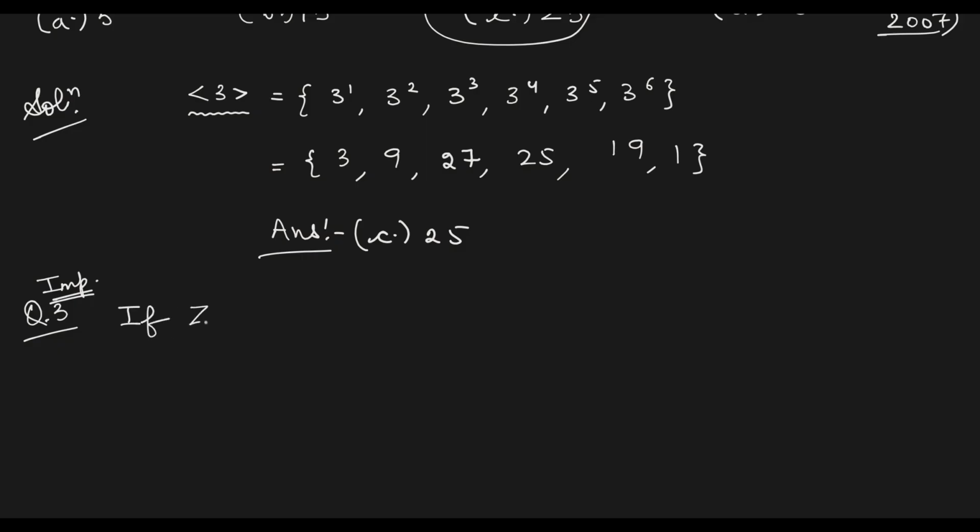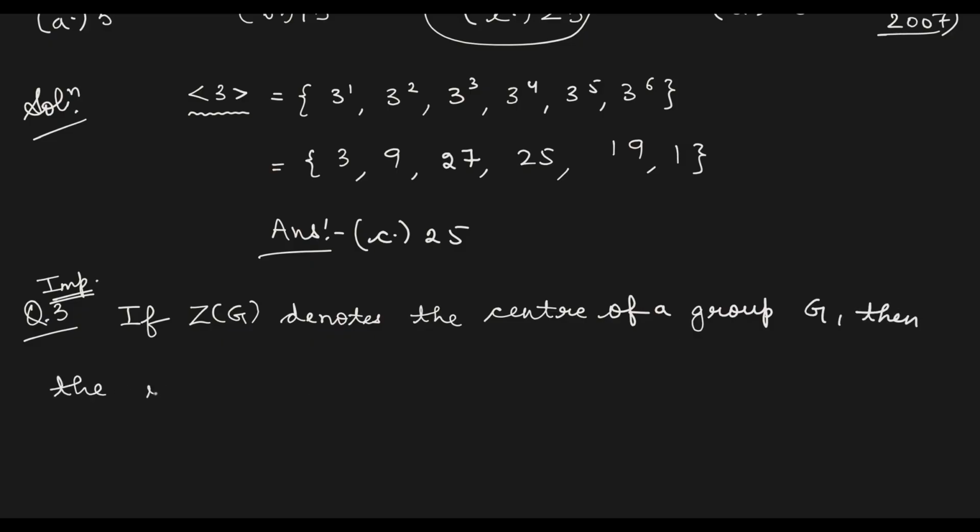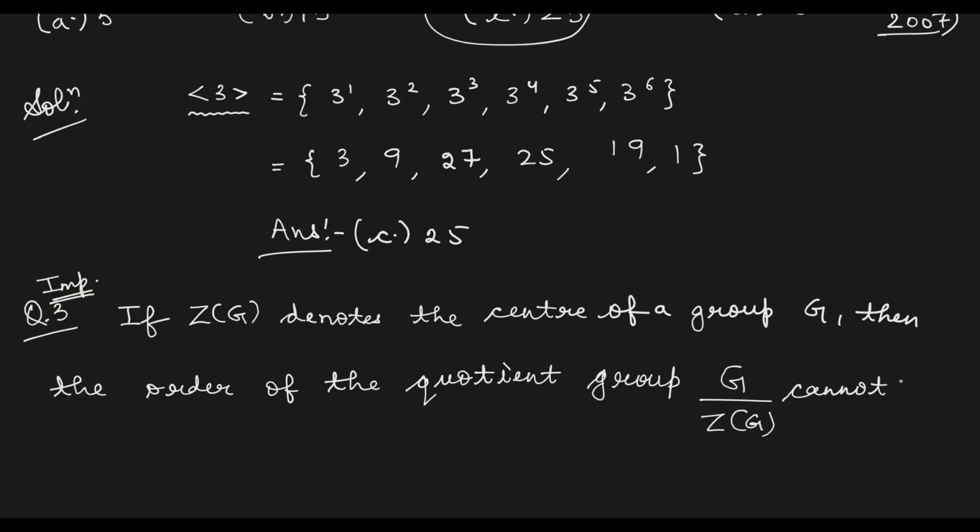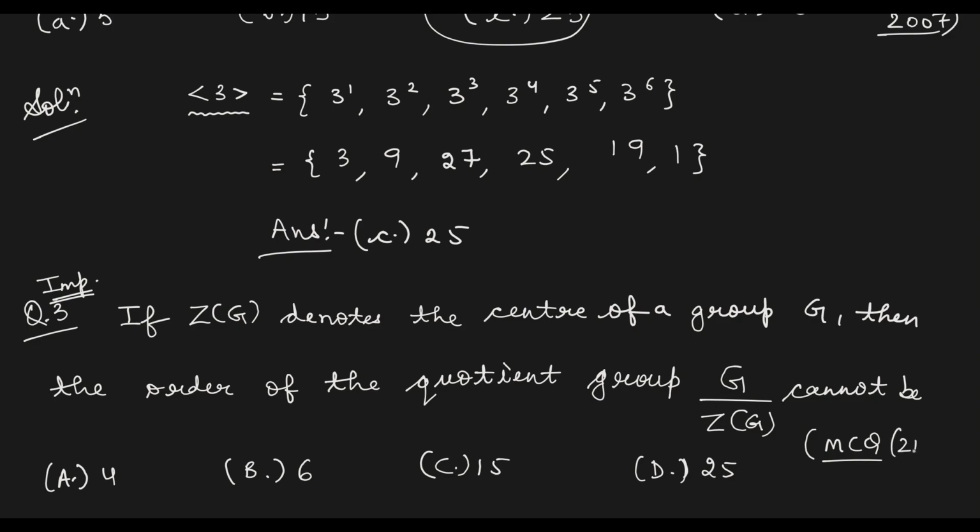If Z(G) denotes the center of a group G, then the order of the quotient group G by Z(G) cannot be: A part 4, B 6, C 15, D 25. First option, four. No, just a minute.